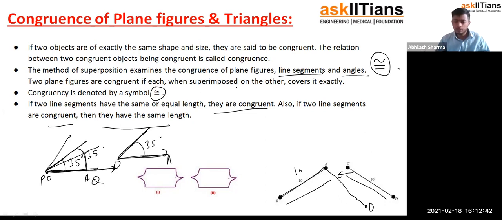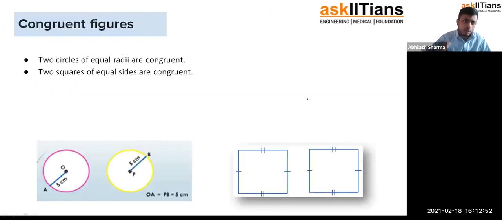We have already discussed this. About angles also we have discussed. They will be congruent when they are exactly equal in their measure, right? So now let us see congruent figures. Now comes an important thing. Two circles of equal radii are congruent. In fact, if two circles are congruent, they will have equal radius. So we can say two circles will be congruent if and only if their radii are equal.